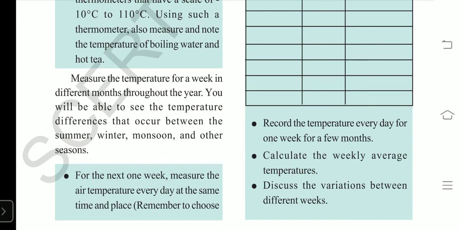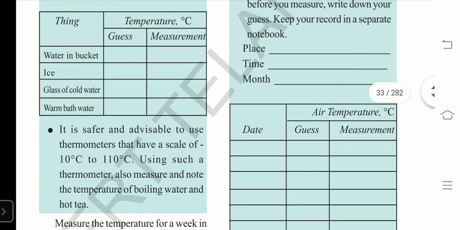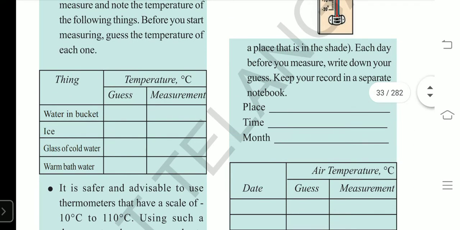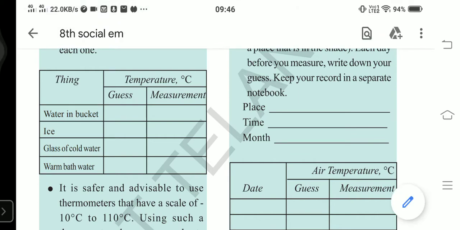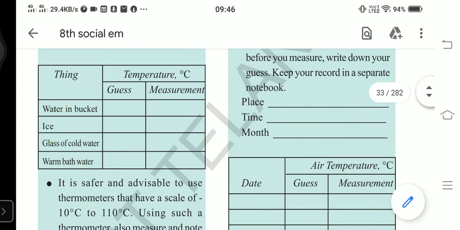measure the air temperature. Here is a table you have to fill. Choose any place. It may be nearby your home, maybe your dining hall or kitchen room, or maybe the yard in front of your home. Understand? Take a place, and measure the temperature in the air of that place using the thermometer.